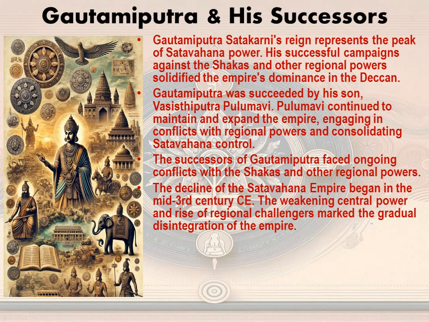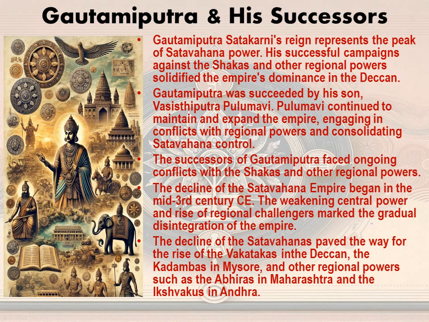The decline of the Satavahana Empire began in the mid 3rd century CE. The weakening central power and the rise of regional challengers marked the gradual disintegration of the empire. So there was a weakening of central power because of weak successors, and also the regional powers of the time rose to prominence, and thus the empire declined not only because of external aggression but also because of internal mismanagement. The decline of the Satavahanas paved the way for the rise of the Vakatakas in the Deccan, the Kadambas in Mysore, and other regional powers such as the Abhiras in Maharashtra and the Ikshvakus in Andhra. So these were the dynasties that rose to prominence after the decline of the Satavahanas.